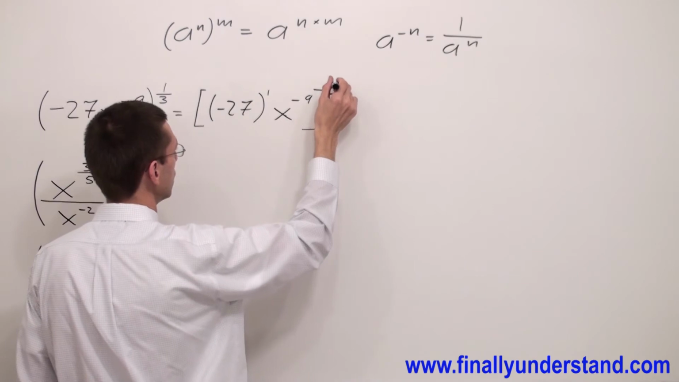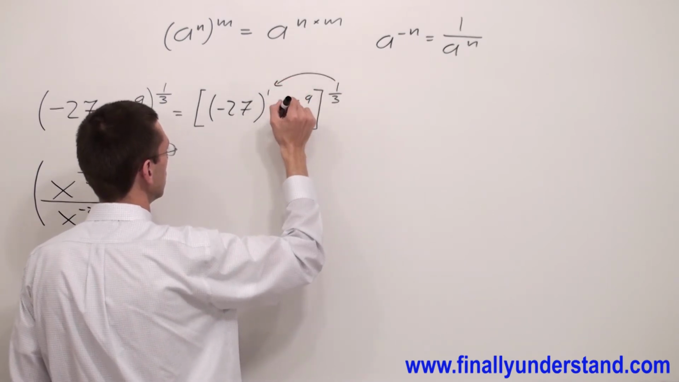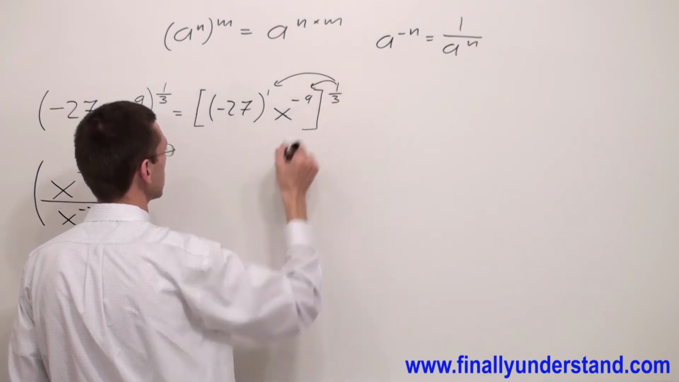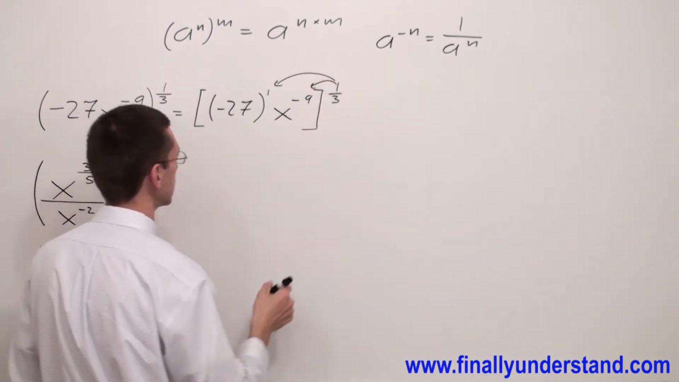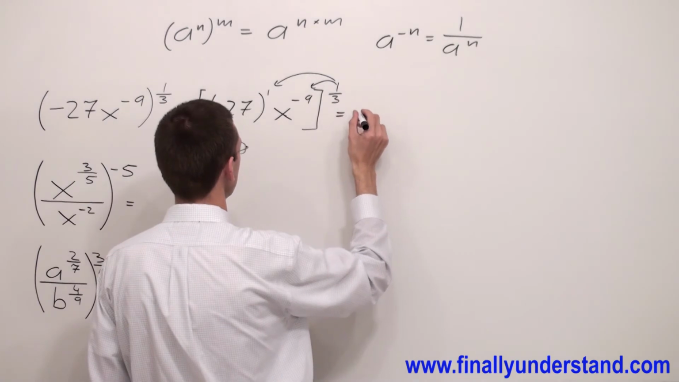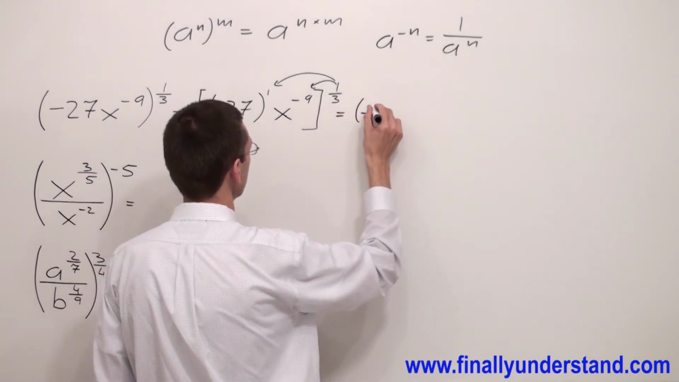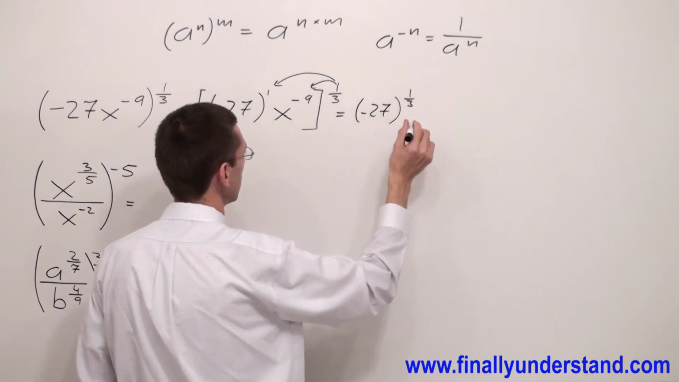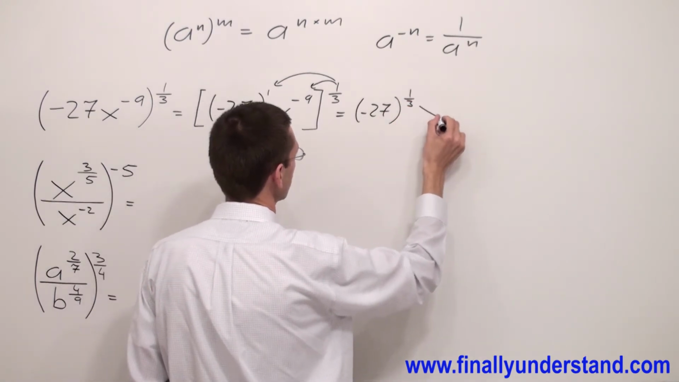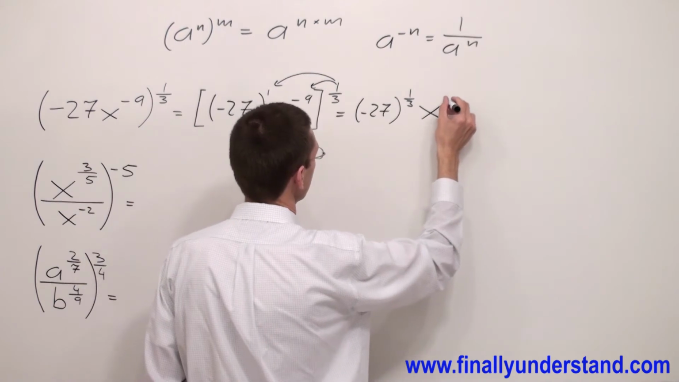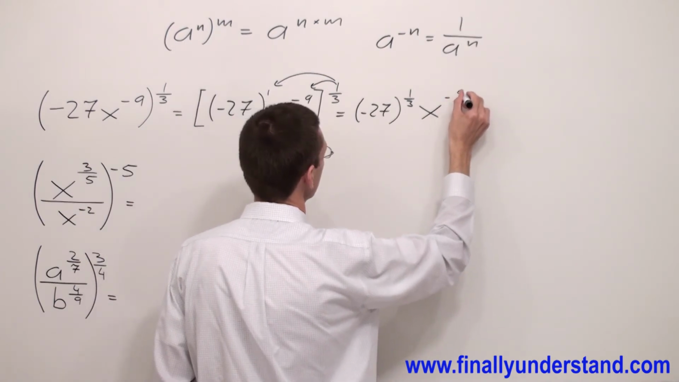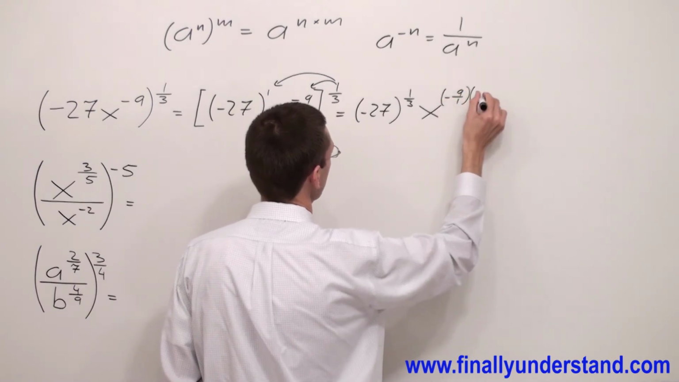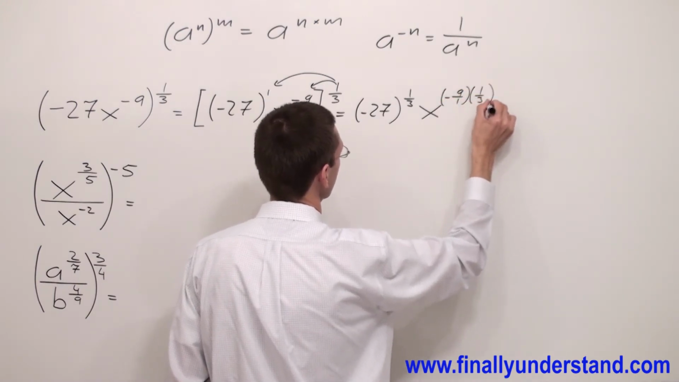What you have to do is multiplication of the external exponent by every single internal exponent. That's why this is going to be negative 27 to power 1/3 times x to the negative 9/1 times 1/3. Okay?